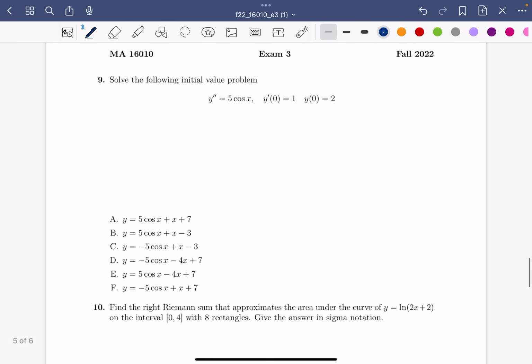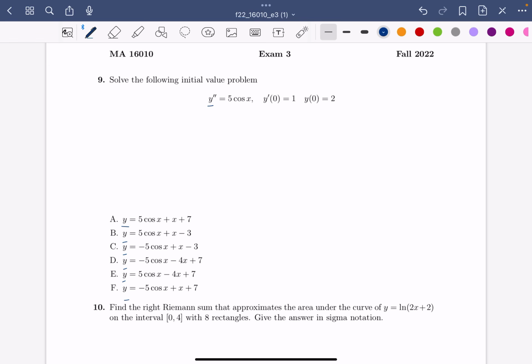Number 9, solve the initial value problem. y double prime equals 5 cosine x, y prime of 0 equals 1, and y of 0 equals 2. So they're wanting us to find what y equals, as given by the answer choices. So we are given the second derivative.